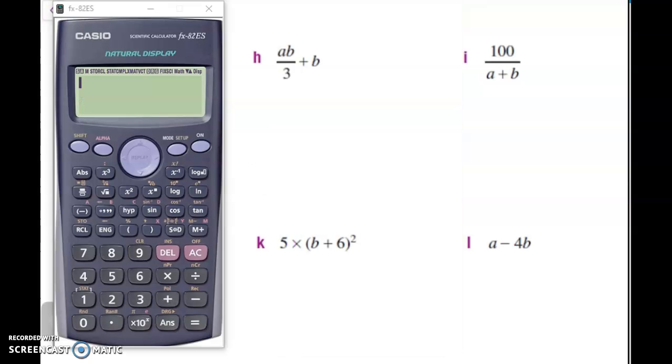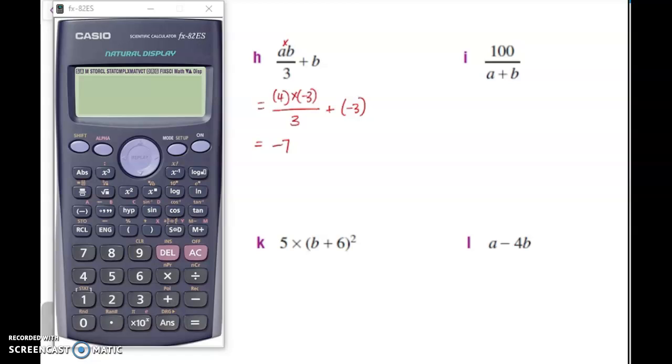For question H, there should be a times sign between the A and the B, so we put that in, and then we substitute. So A was 4 times B, which is negative 3, over 3, plus B, which is negative 3. And then you put that into your calculator. So 4 times negative 3 over 3 plus negative 3. That gives you negative 7.